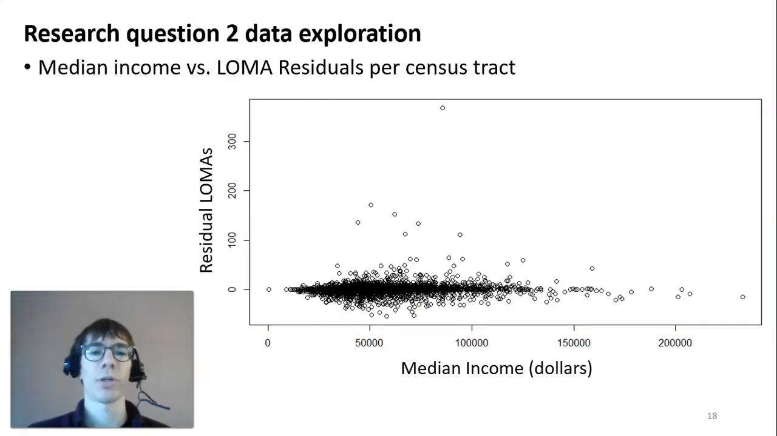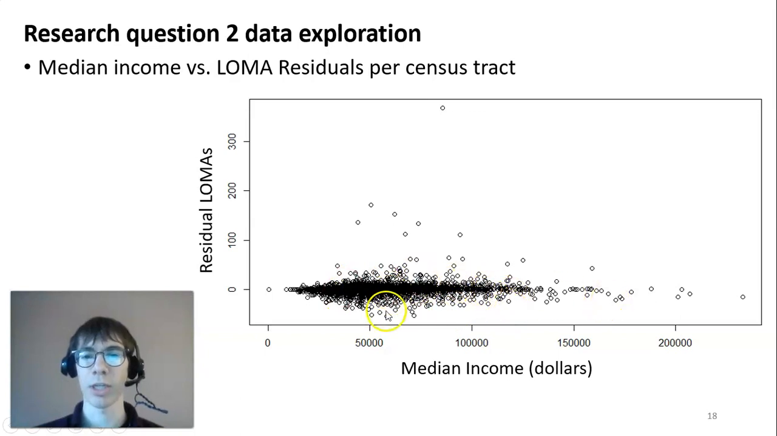Then to research question 2, just to do a little bit of data exploration. So this is for all the census tracts in the state of Florida. Again, we're taking that residual LOMAs and comparing it here to some socioeconomic characteristics. So median income increasing from left to right here. And we see some of the highest positive values, those outliers that stick out the most, kind of falling in the middle of our value spectrum. Otherwise, everything kind of falling down here.